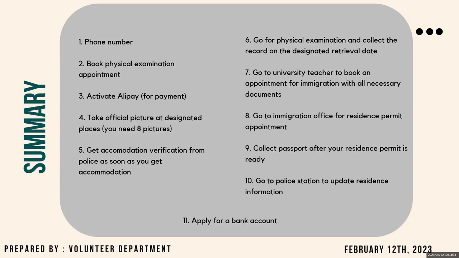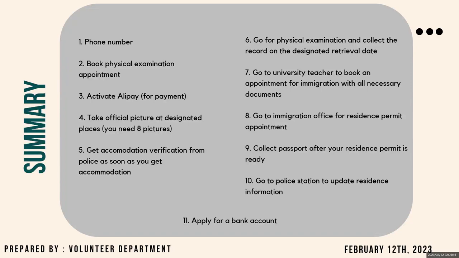Five, get the accommodation verification form from the police. As we mentioned like twice, the paper which approves your address in China and has the stamp. And be careful that you must be in Guangzhou. If it's not in Guangzhou, you will face a problem to even get an appointment for the immigration. As soon as you get accommodation, of course, if you sign the contract already, or even your roommate has already signed a contract and you just arrived to your accommodation, then you get the contract and go to the police station as fast as you can to get the paper.